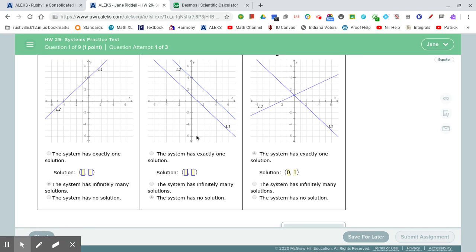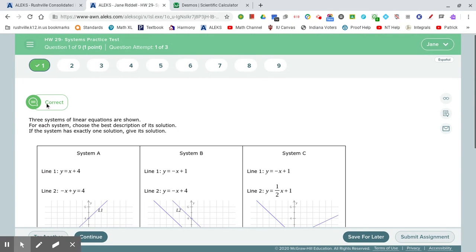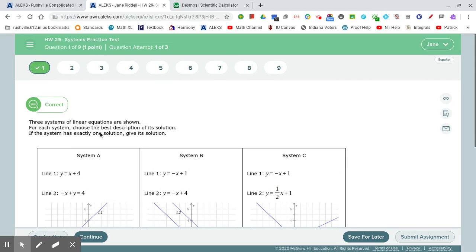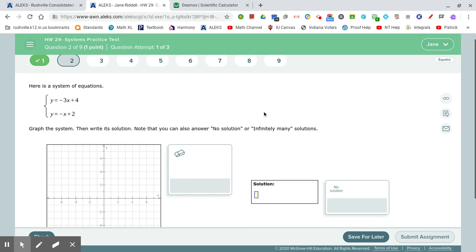So for this homework assignment, I can click check, and it will tell me if I got it right or wrong. If you missed it, you should be able to try again or try another problem and keep going until you get it right. For the second problem, it's very similar to the first one, except the graph is not already provided for you.